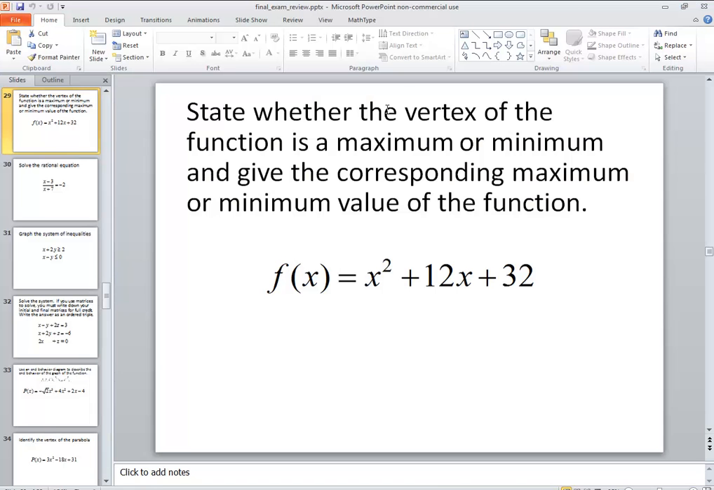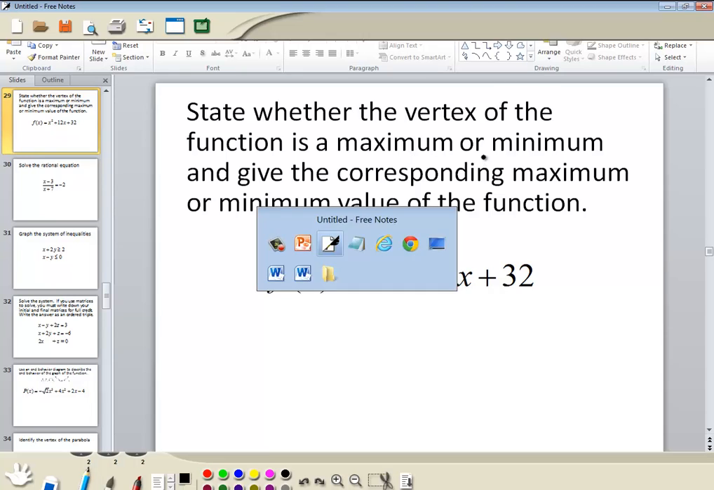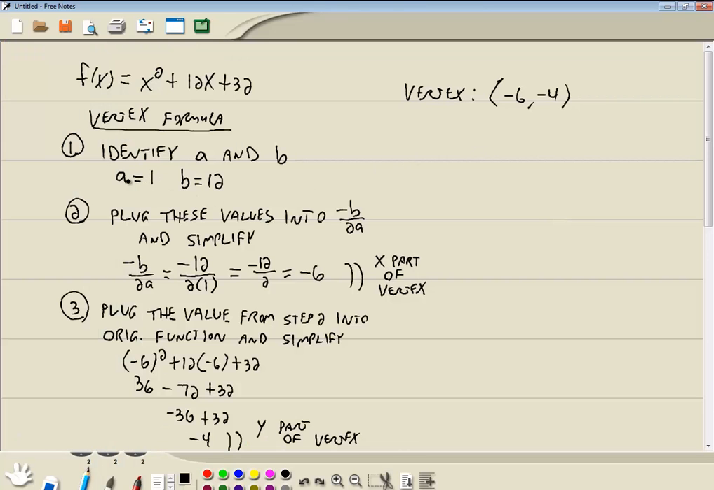Okay. State whether the vertex function is a maximum or minimum. Let's talk about that first. In step 1, we said a is 1. So a is positive. If a is positive, then our graph's going to open up. If a is negative, then our graph's going to open down. Now if our graph opens up, that means we're going to have a minimum, because it keeps going up forever, so we don't have a maximum, but we do have a lowest point. If our graph is opening down, that means we're going to have a maximum. We won't have a minimum because it keeps going down forever.